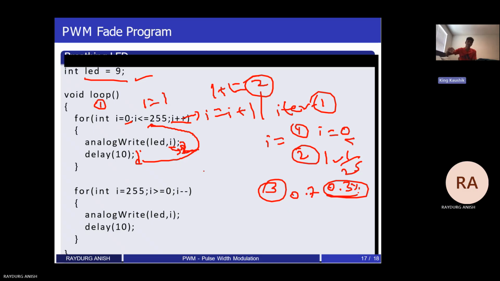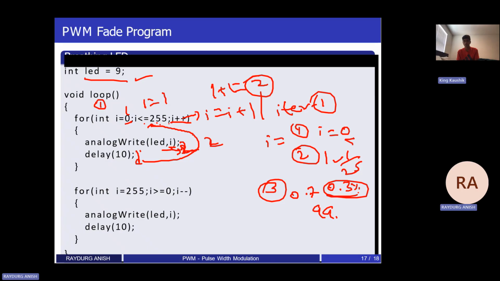So it just keeps on increasing by one. But till when will it increase? It increases till 255. Once it reaches 254, because it needs to be less than 255, it gives the corresponding 99% duty cycle, and then again it goes into the loop, and in that case it's 254, right?